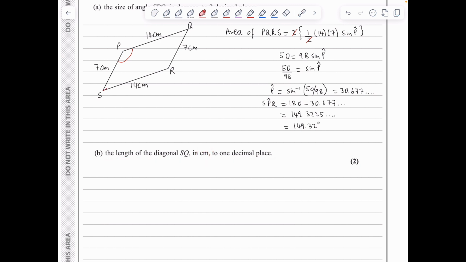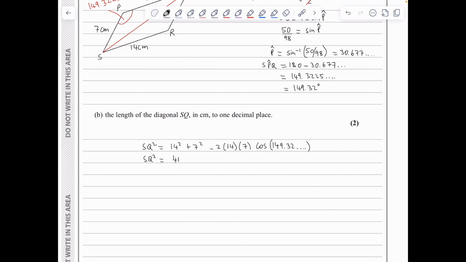place. So I will start by drawing the diagonal here, and the plan is to use the cosine rule because we now know that the angle P here is 149.3225... which means that SQ squared is equal to 14 squared plus 7 squared minus 2 times 14 times 7 times the cosine of 149.32... If I plug the right hand side on the calculator, we get that SQ squared is 413.570... I will take the square root of this to get that SQ is 20.336... and therefore correct to 1 decimal place, it's 20.3 centimeters.